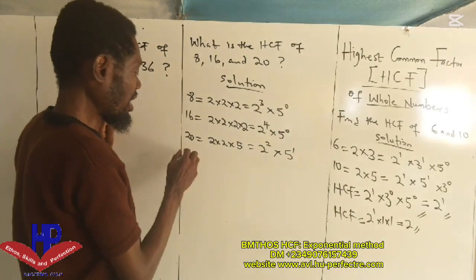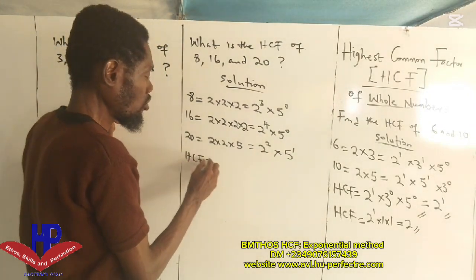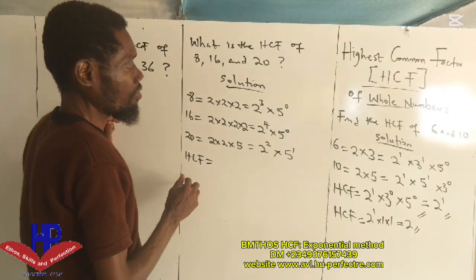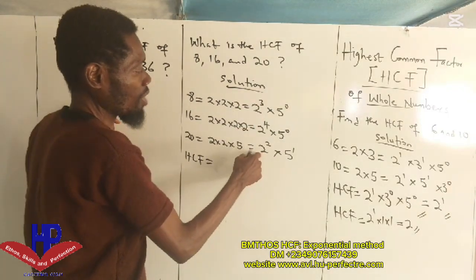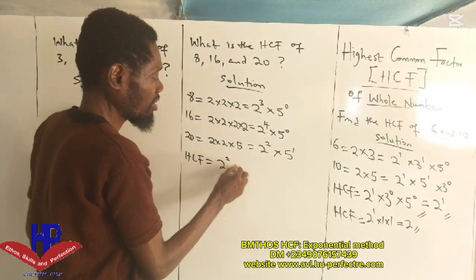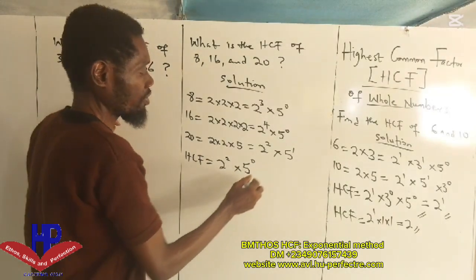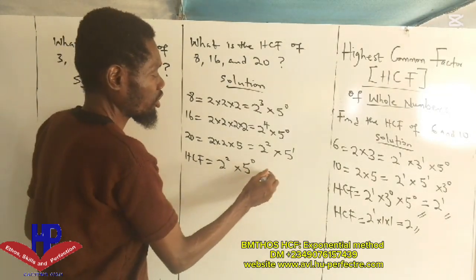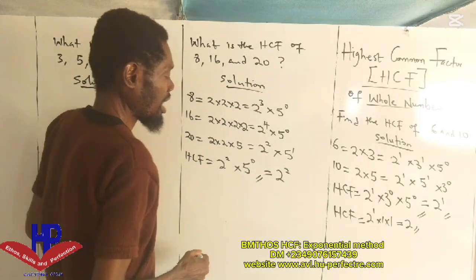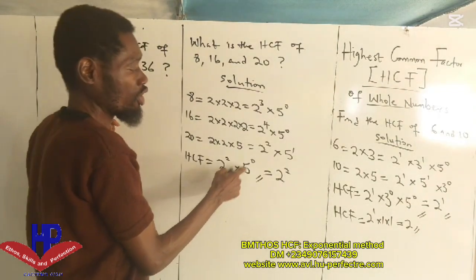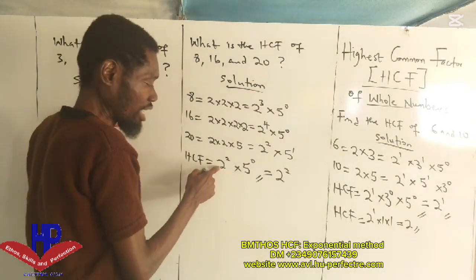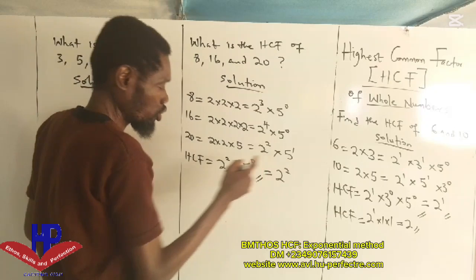So our HCF will be the ones with the lowest power. For the 2's, 2 raised to the power 2 is the one with the lowest power. And for the 5, 5 raised to the power 0 is the one with the lowest power. This is our index answer, or you simply write 2 raised to the power 2 as the final result, because 5 raised to the power 0 is 1, and 1 times 2 raised to the power 2 is still 2 raised to the power 2.